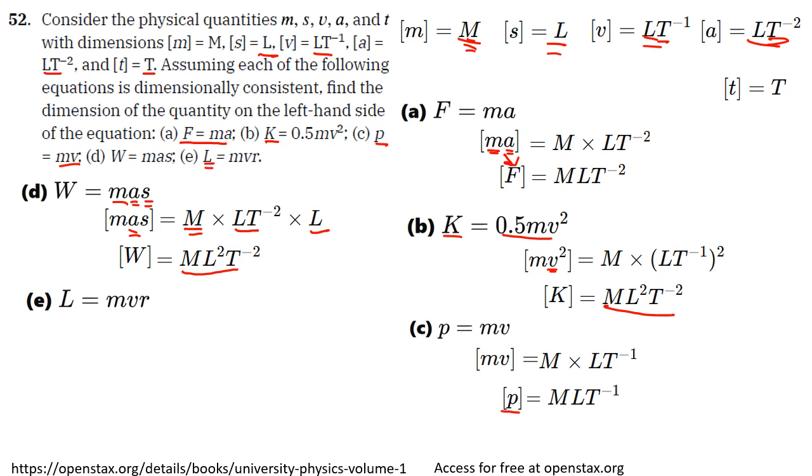Now angular momentum, L. We will learn these things in later chapters actually. It is mass into velocity into radius. Radius means it is length. Velocity is LT raised to minus 1, and M is mass. If you substitute mass, LT raised to minus 1 for velocity, and R, which is a distance, is L, it gives you ML square T raised to minus 1.